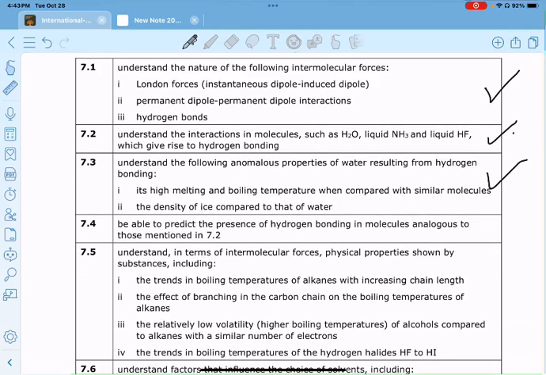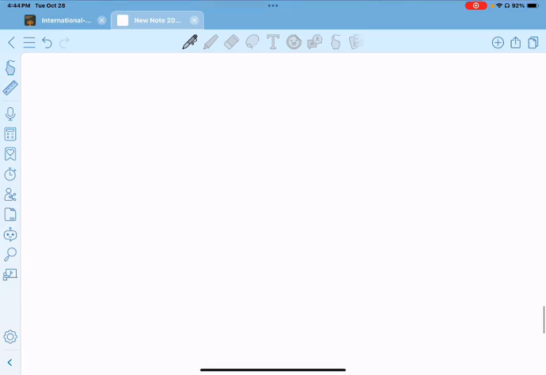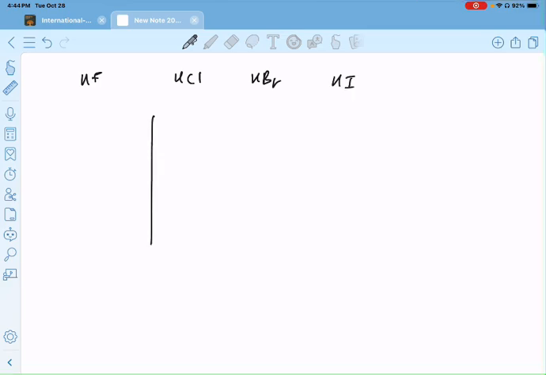Be able to predict the presence of hydrogen bonding in molecules analogous to those mentioned in 7.2. Okay, so in 7.2 we have been given these three compounds. Let's specifically look at page F. If you have a hydrogen halide, we have HF, HCl, HBr, and HI, okay? You draw a graph of these with the boiling points, boiling temperatures.